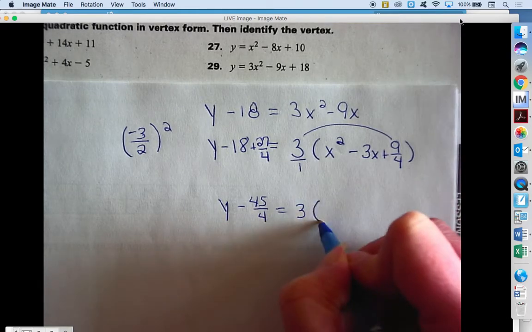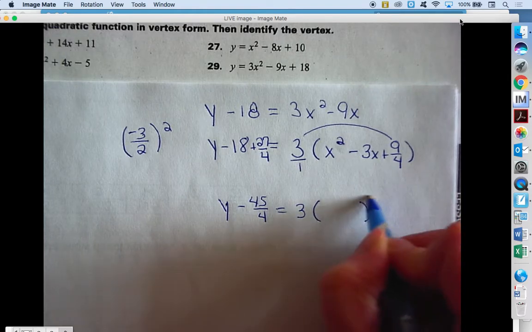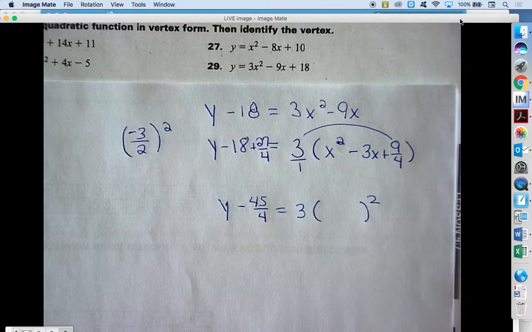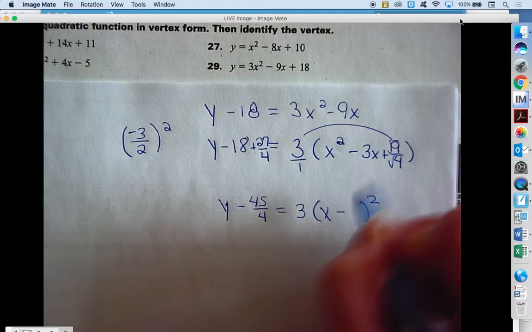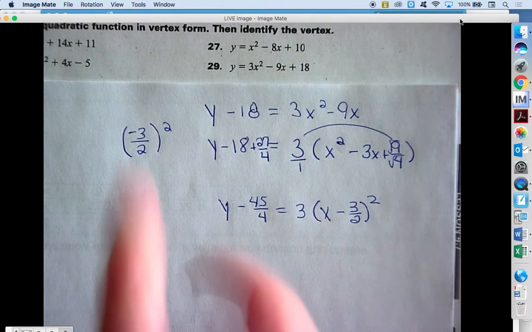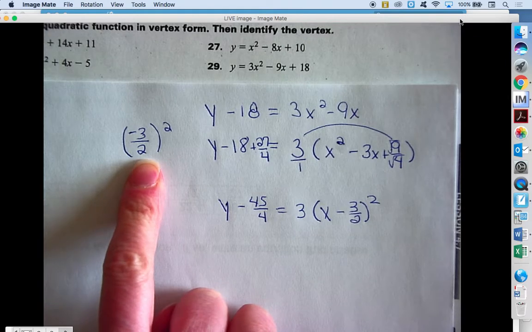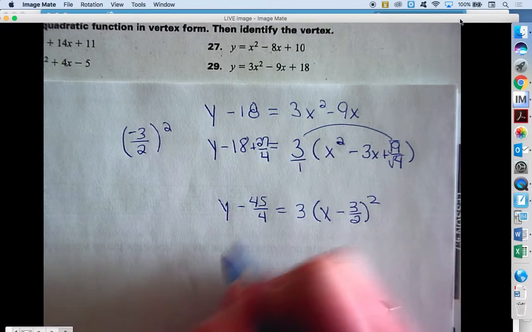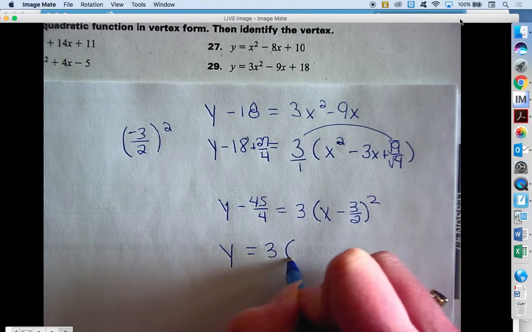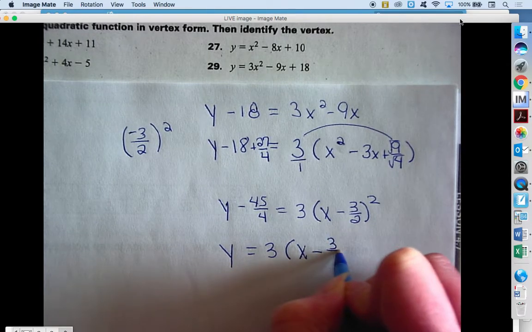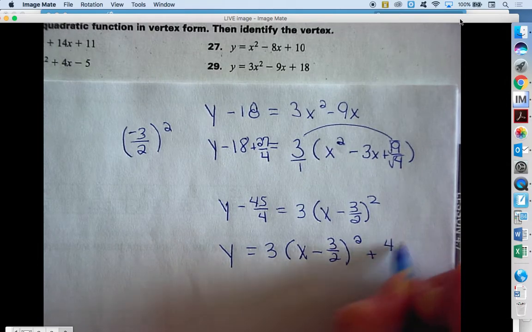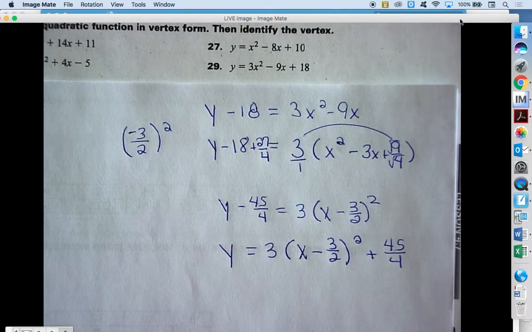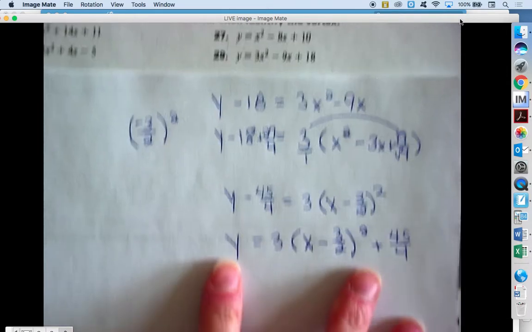And then on the right side, if we put this into that perfect square factor, we would have x minus the square root of 9, the square root of 4 is 3 over 2. Essentially, you're going back to that b divided by 2. So in vertex form, it's 3 and then x minus 3 halves squared. Taking the 45 fourths to the other side makes it a positive 45 fourths.